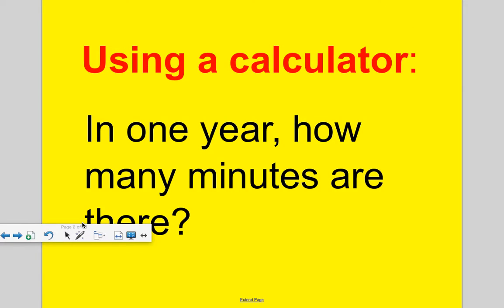So, if you didn't get it, 525,600 minutes make a year. Because there are 60 minutes in an hour times 24 hours in a day times 365 days in a year. So 60 minutes times 24 hours times 365 will get you 525,600 minutes.